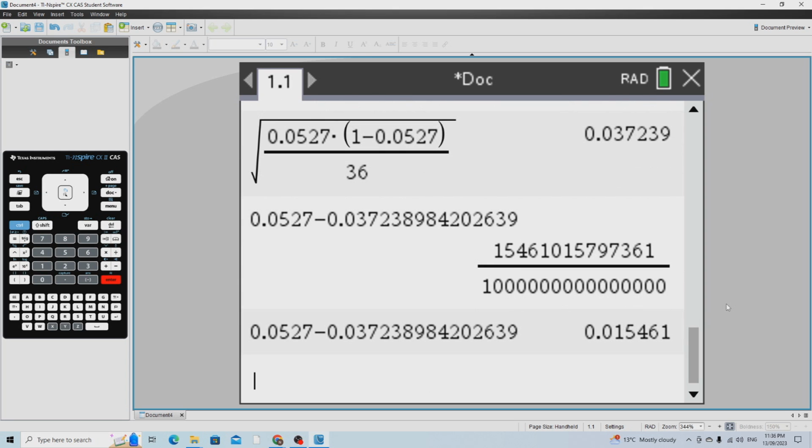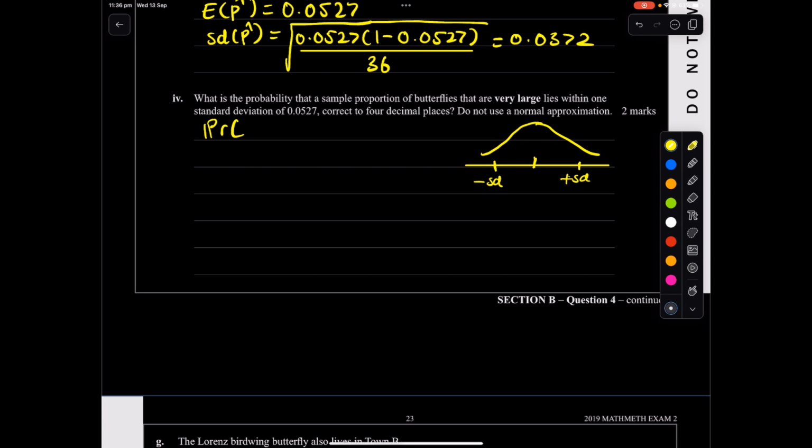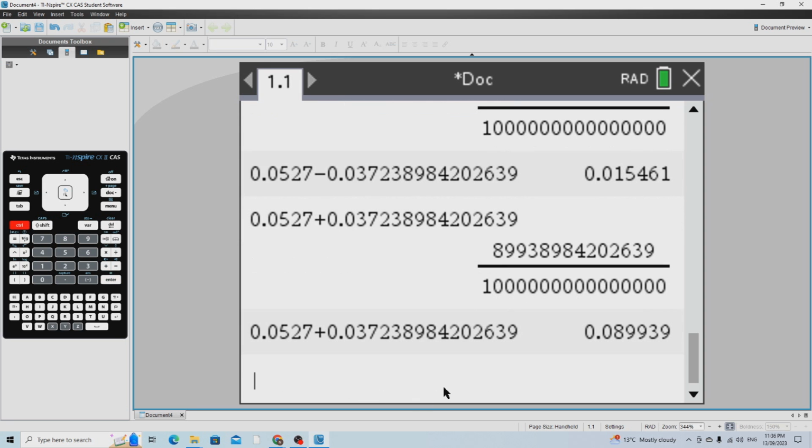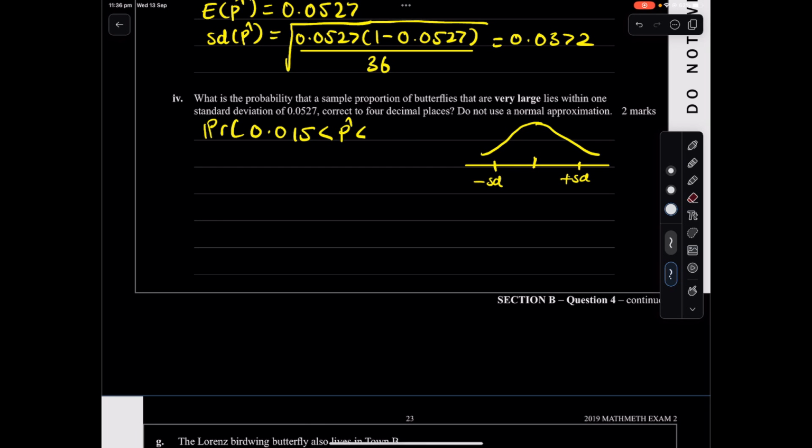That will be 0.0, let's say 15, is less than p-hat, less than, and because we minus that, we must also add, because remember, this is what we just did. We also want to add that value, so we just put it over here. On plussing it, it will give us 0.8, yeah, so it's 0.899 pretty much.